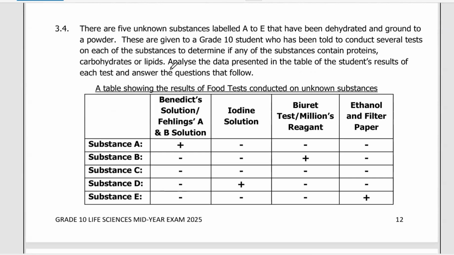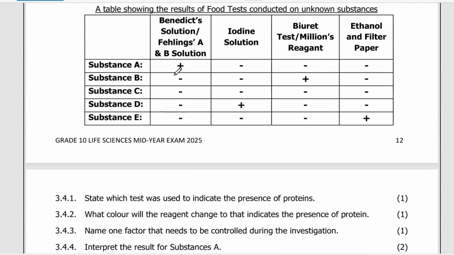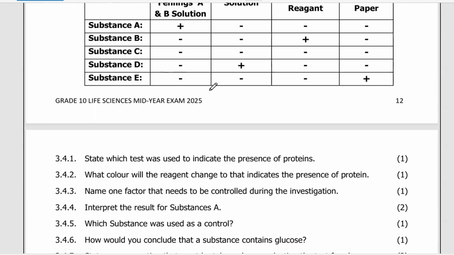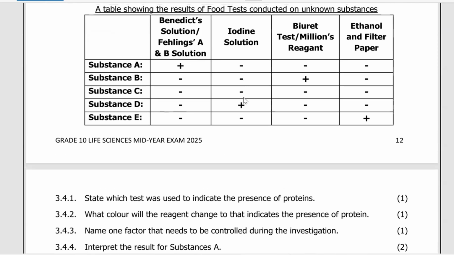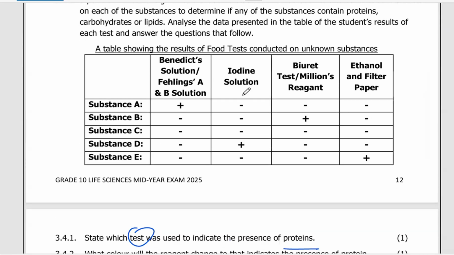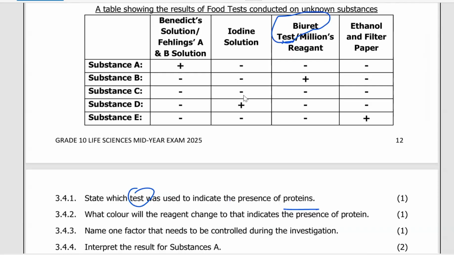All right. We go to the food test. They're saying state which test was used to indicate the presence of protein. Let me see, what did they want to say here? So test. Okay. Proteins are tested by using Biuret's what? Reagent. They must say which reagent. Which reagent?